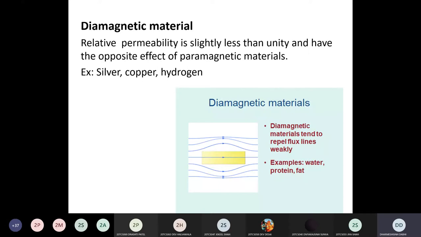Is there any doubt in this first lecture? Sir, yes sir, how does the alignment of the field change according to the material? What?